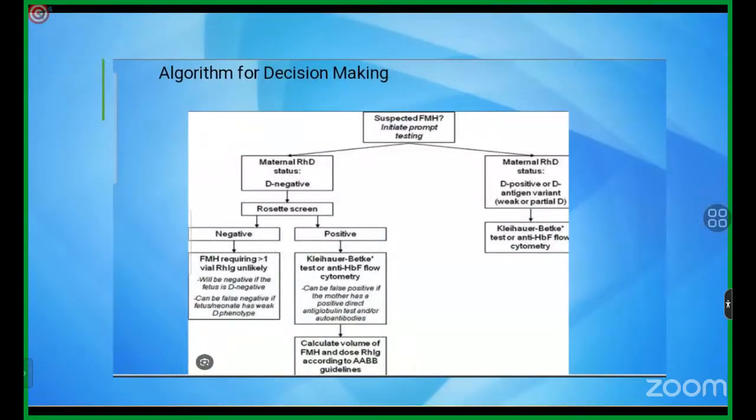So we have this algorithm for decision making. So we have this suspected FMH. We need to initiate prompt testing. If we find maternal rhesus status, D positive or D negative, antigen variants, or weak D or partial D, then we have to go and do Kleihauer testing, or KB testing, or flow cytometry.